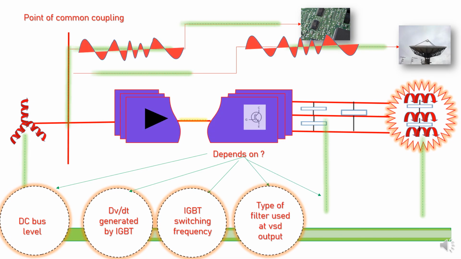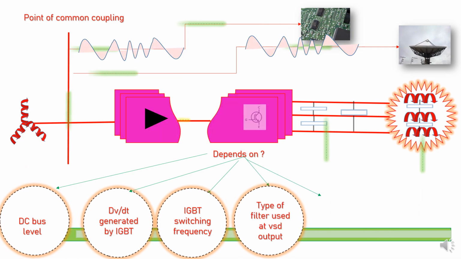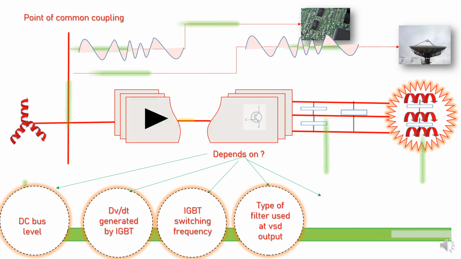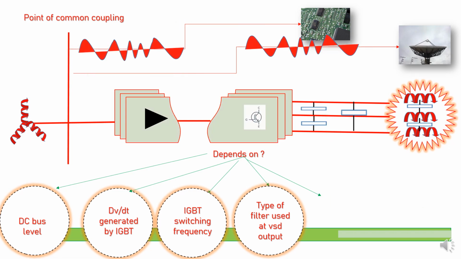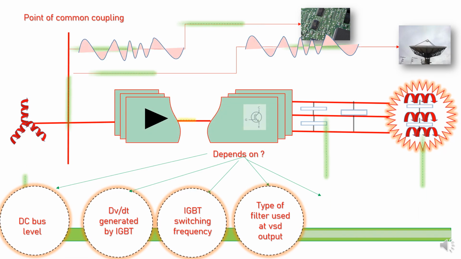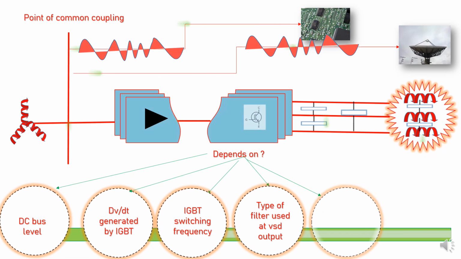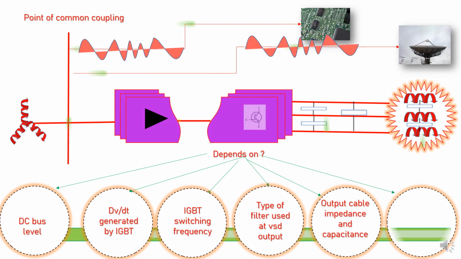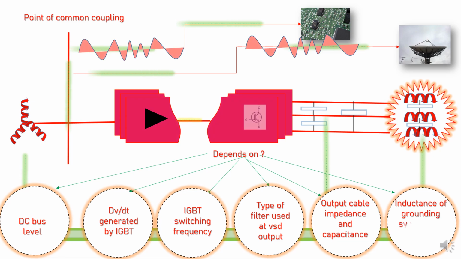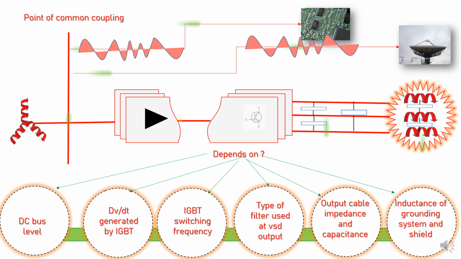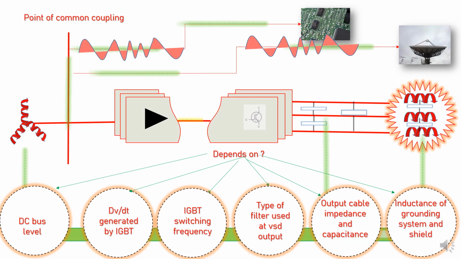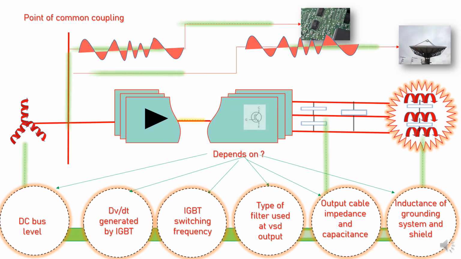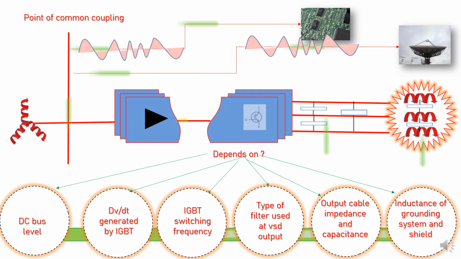The fourth parameter is the type of filter used at the VSD output. There is a dV by dt filter, there is a sine filter, or there is nothing in between the VSD and the motor. Again, the fifth parameter is the number of cables, output cable impedance and capacitance, and most important, the ground inductance of the grounding system and the shield used between the VSD and the motor. All these contributing parameters are responsible for generating the leakage current.